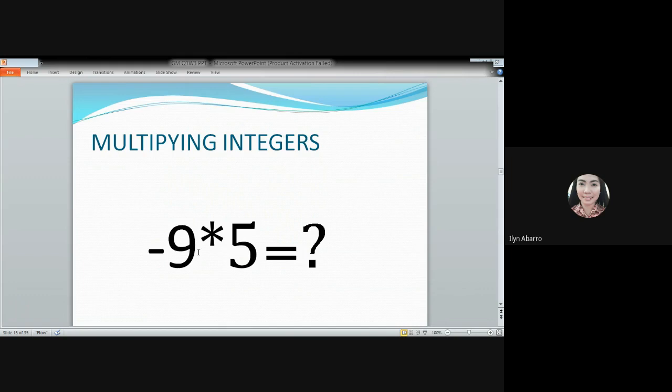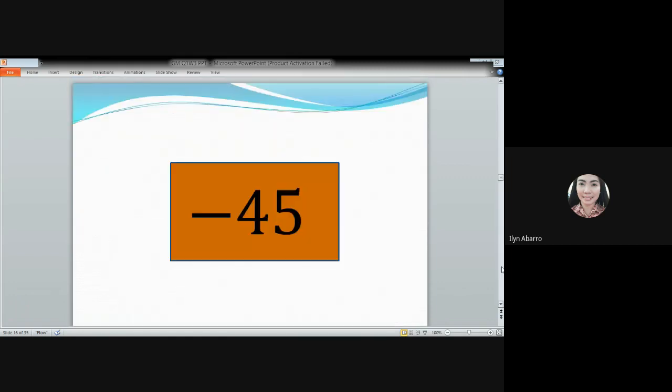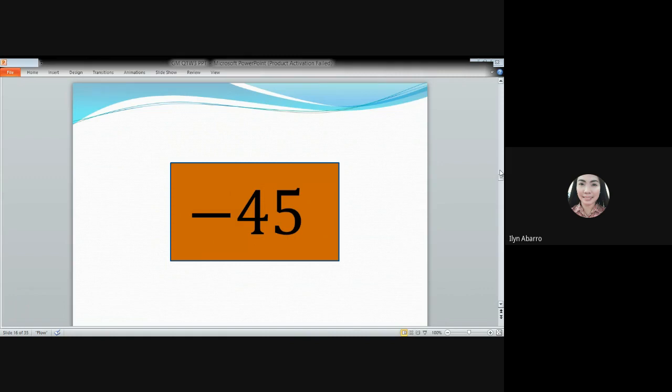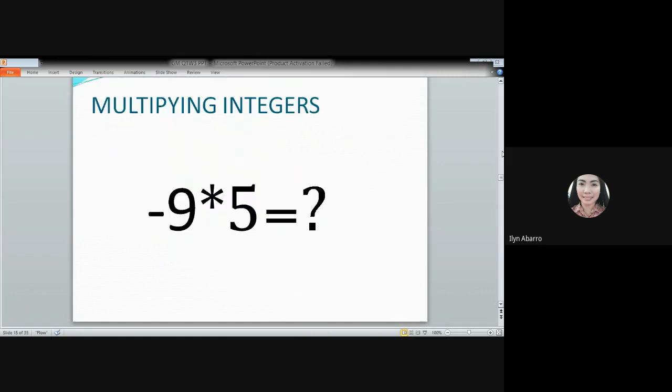Okay, in multiplying integers, if the given has different signs or unlike signs, in any order, kahit saan sila, kahit magkabaliktad sila, the answer is always negative. So, negative 9 times 5 is equal to negative 45. Kahit pa yan ay maging positive 9 times negative 5, the answer is still negative 45.